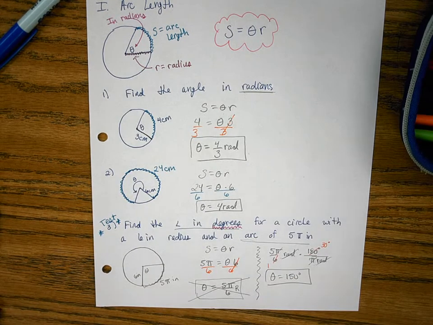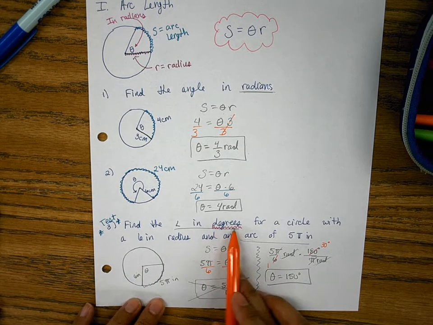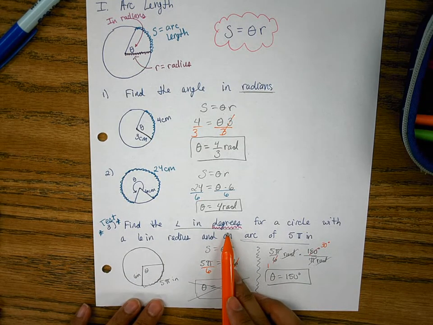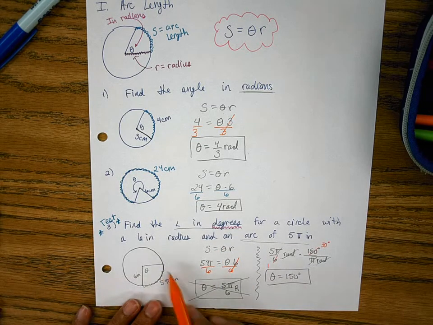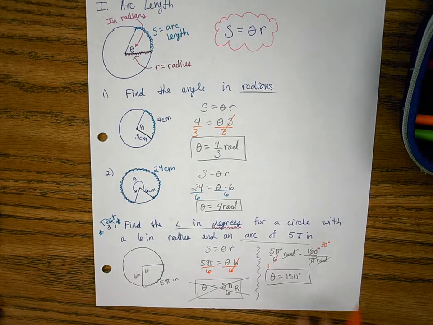All right, so be careful with that one on the test. Read carefully. Degrees, and remember, oh yeah, this is going to be a radian answer. I will have to convert at the end. All right, moving on.